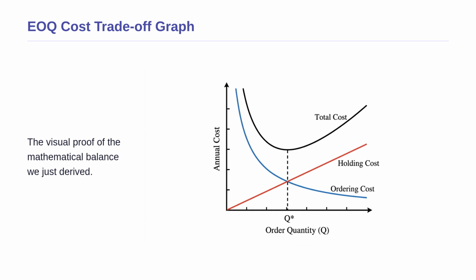Notice the lowest point on that black curve? If you drop a line straight down, it hits Q star. Crucially, this minimum point happens exactly where the holding cost and ordering cost curves intersect.